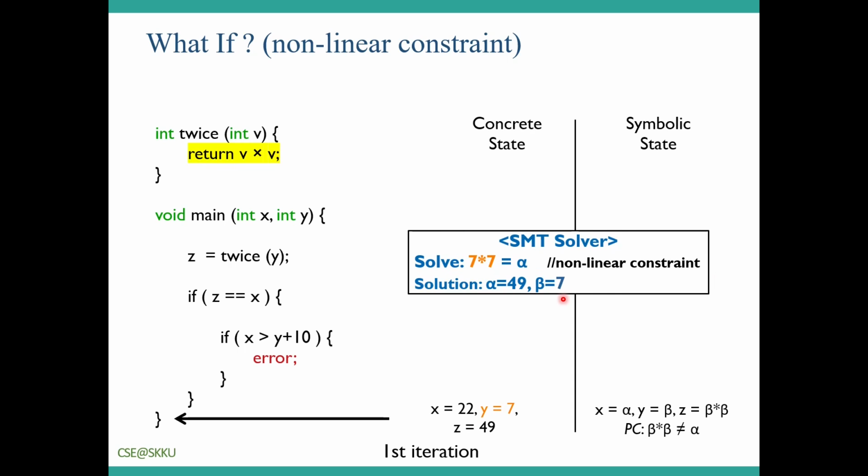For example, we can replace the symbolic value beta with its corresponding concrete value from the previous execution, which is 7. Then the nonlinear constraint beta times beta equals alpha becomes a concrete constraint 49 equals alpha, which is now solvable by the SMT solver. So the next input will be x equals 49, and y is 7. So let's now execute the program again with this new input step by step.